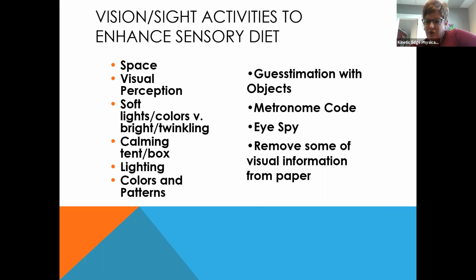Although sometimes there are neat little bubblers, the word is slipping my mind right now, but the little things that you can turn, and the oil and water and sand slowly go down. Some of those things can be very calming. But otherwise, we're looking at whether we can remove some visual information, like from worksheets, or using bookmarks in books because there are too many words presented all at once. And so, determining, does my child need more visual or less visual input?